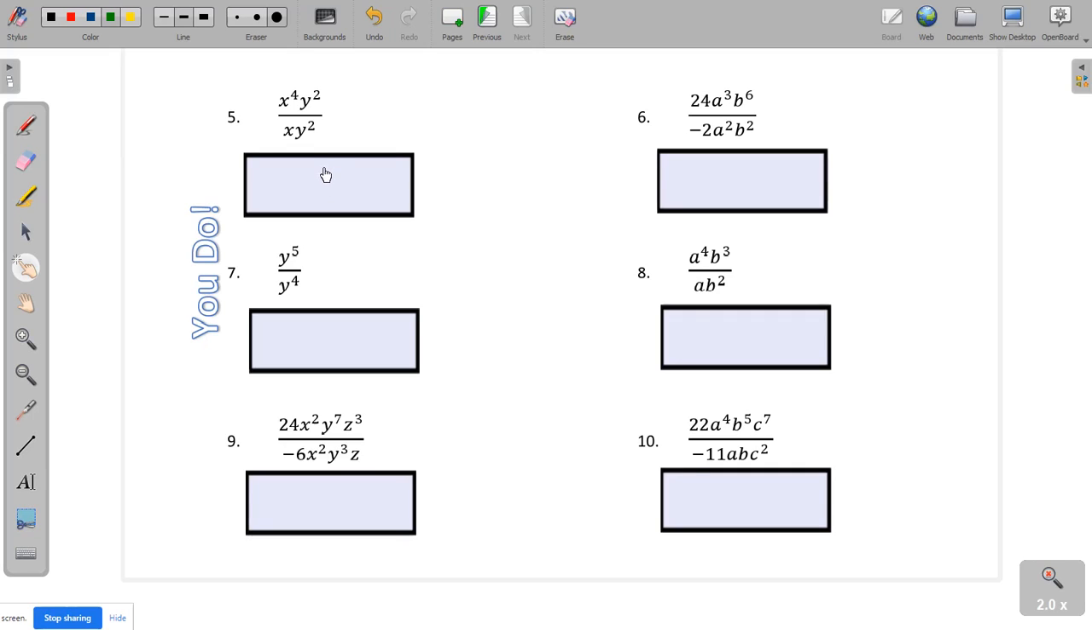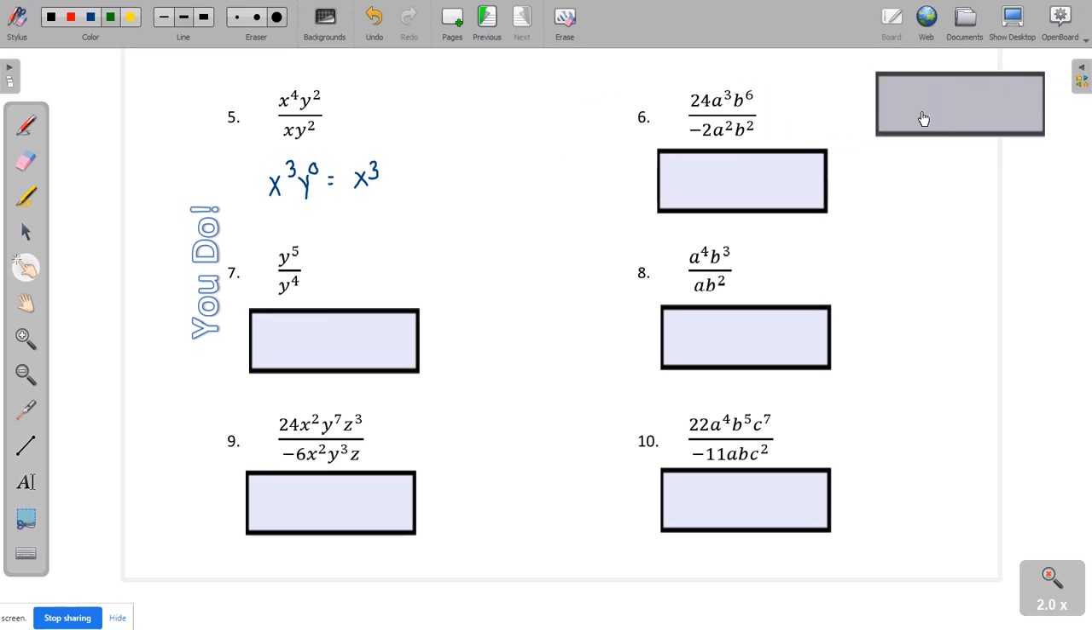Okay, let's check our work. We have x to the 4th times y squared divided by x times y squared. So let's first simplify our x's. So x to the 4th divided by x gives us x to the 3rd. Y squared divided by y squared gives us y to the 0. And if we remember, anything to the 0 power is 1, so we just simplify it as x cubed.